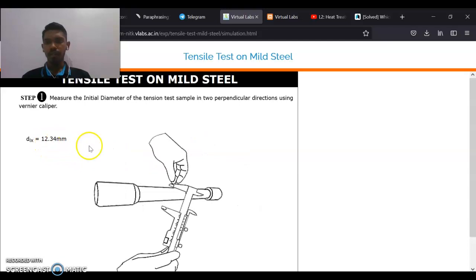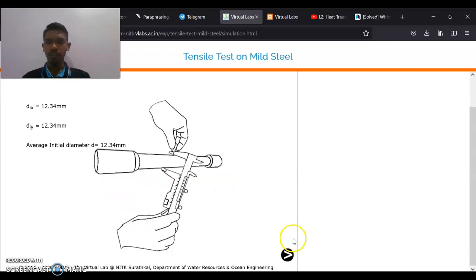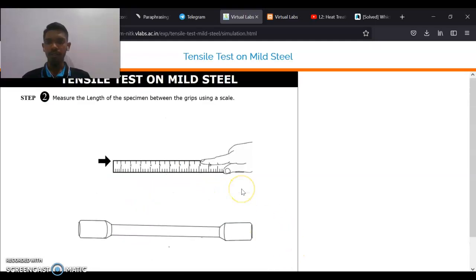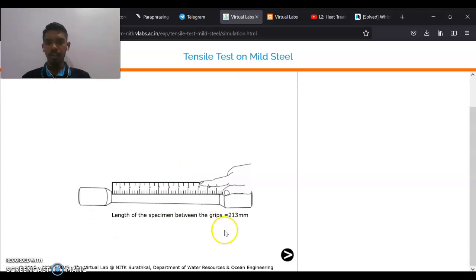So, the diameter in two perpendicular directions using vernier caliper is 12.34, and the average initial diameter is 12.34 millimeter. So the second step, measure the length of specimen between the grips using a scale. So the length of specimen between the grips is 213 millimeter.